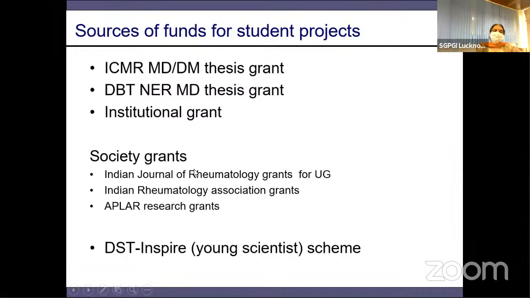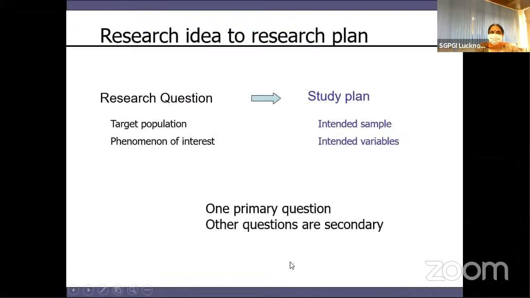Some societies provide grants for student projects, like our society gives a grant of about 1 lakh, but these are all competitive grants. It's not that you send it and you will always get it, because there are limited numbers. The Indian Journal of Rheumatology also used to give grants for undergraduates. The Asia Pacific region gives grants. And for PhD students, some grants are available from DST Inspire.